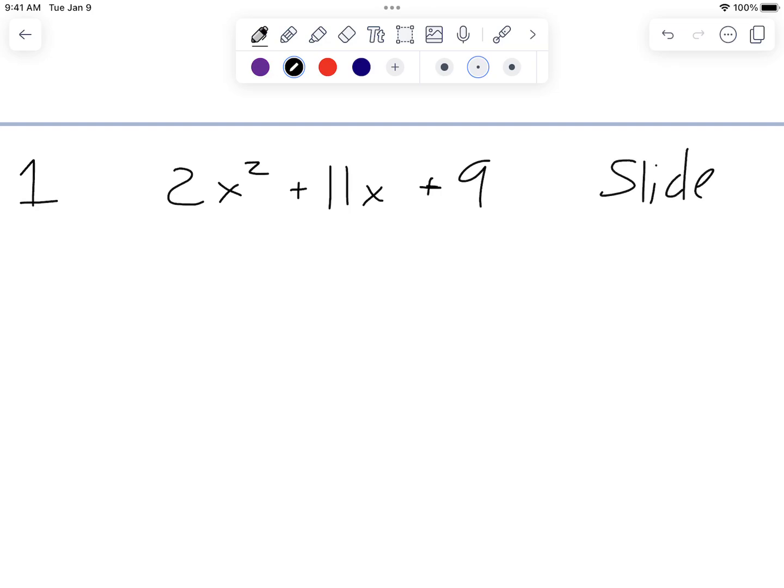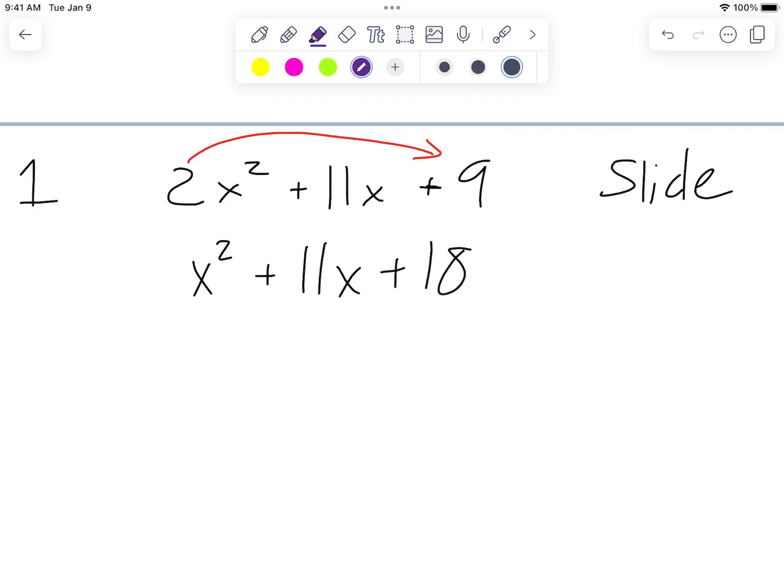So the first step is what we call the slide step, which is taking that 2 and sliding it all the way to the back. So whatever number is in the front here, you take and slide it and multiply it by the constant. So you take the leading coefficient, multiply it by the constant, and rewrite the quadratic, which will be x squared plus 11x plus 18.